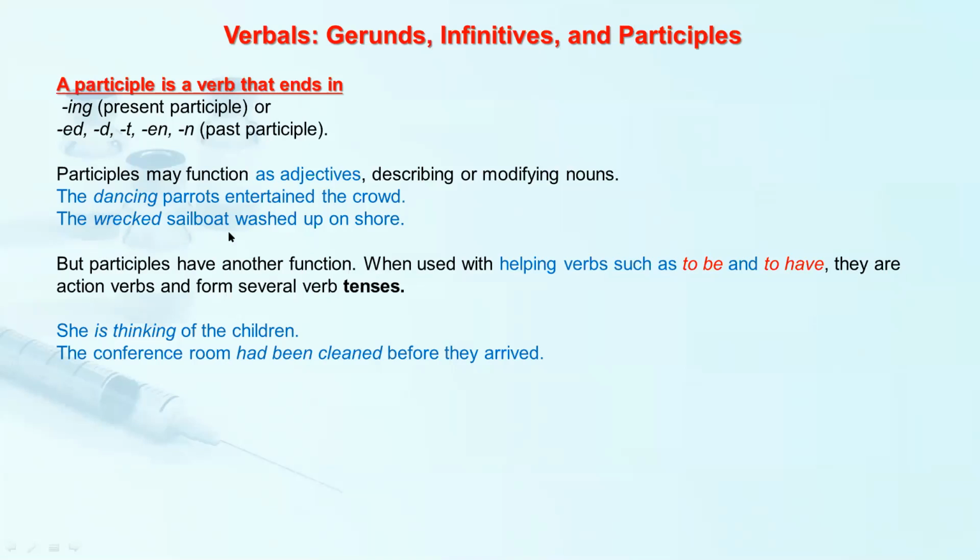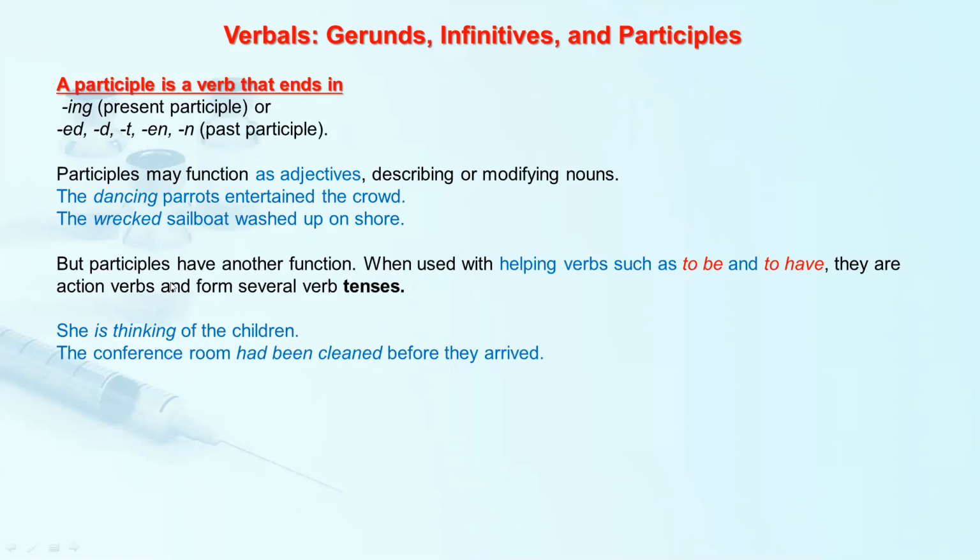The rigged sailboat washed up on shore. Which sailboat? The rigged one. The first one, dancing, ends with ing. This is a present participle, an adjective. While the next one, rigged, ends with ed. Rigged sailboat, here a past participle, also an adjective.